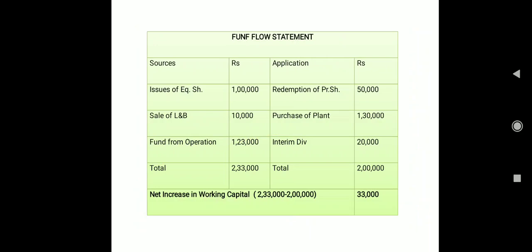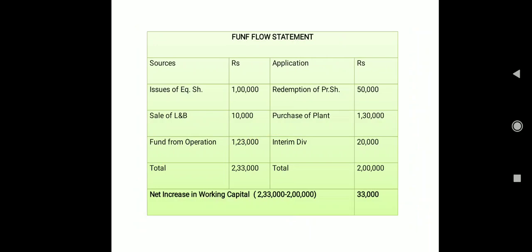So now sources. We have seen we have issued the equity shares at a premium worth rupees 1 lakh. When I'm issuing the equity shares, definitely I'm going to receive the fund, so it is a source. Then we have sold the land and building, so when I'm going to sell something, again I'm going to receive the fund, so 10,000 source of fund. And fund from operation we have calculated 1,23,000. So these 3 items are your sources.